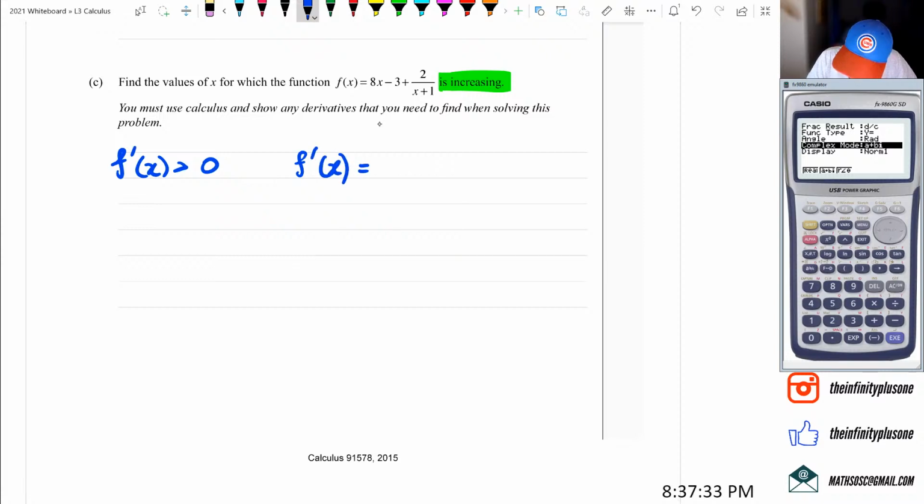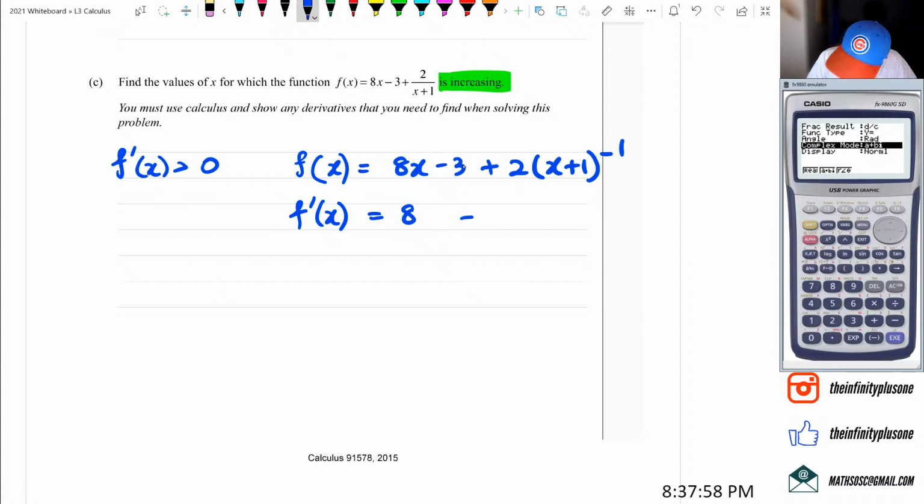So for the gradient, 8x, when I differentiate 8x, this is the annoying thing. I've got to get rid of that. I'm going to bring that 2x plus 1 to the numerator first. So I'm going to get 8x minus 3 plus 2 times x plus 1 to the power of negative 1. So if I do f dash of x, I'm going to get 8, and then minus 3 just disappears to 0. I've got negative 2 because I've got negative 1 times positive 2.